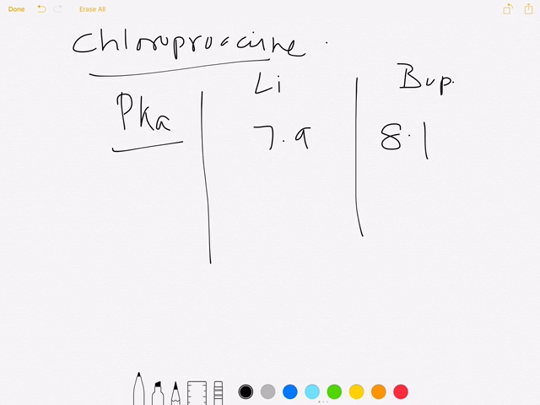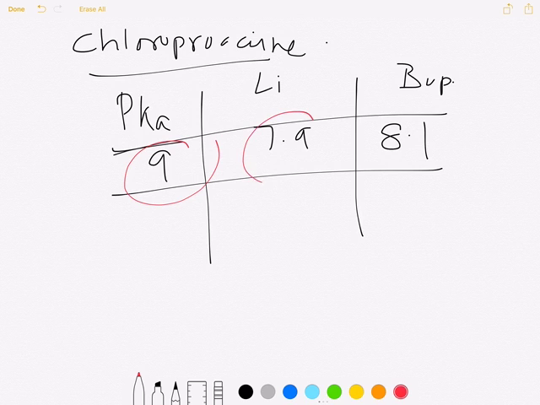I just forgot. So chloroprocaine's pKa, now because I'm doing this, you would not forget this ever in your life. This question, you will always get it right if it's asked. But then again, it's not about answering the question right. So its pKa is 9. Okay. So 9, 7.9, 8.1.